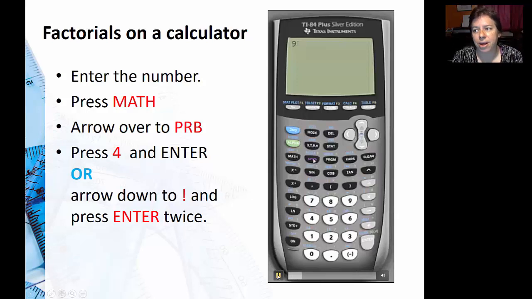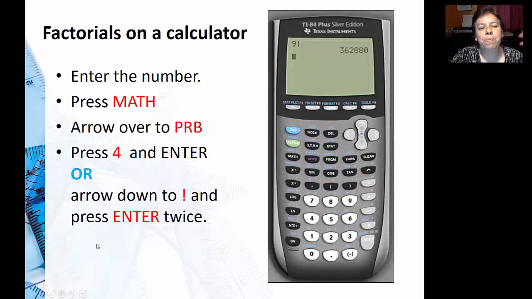So I'm going to put in 9, hit math, move over to this PRB, and then hit 4 for factorial and hit enter. And that's it. So it's a great shortcut instead of having to go 9 times 8 times 7 times 6 times 5 times 4 times 3 times 2 times 1.